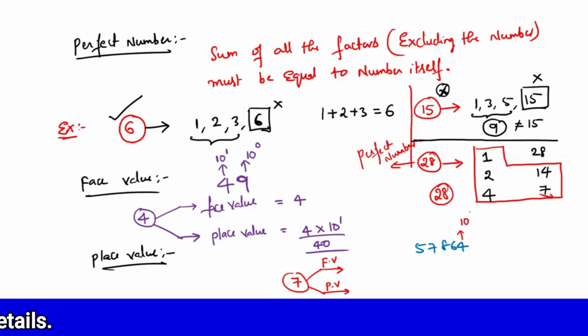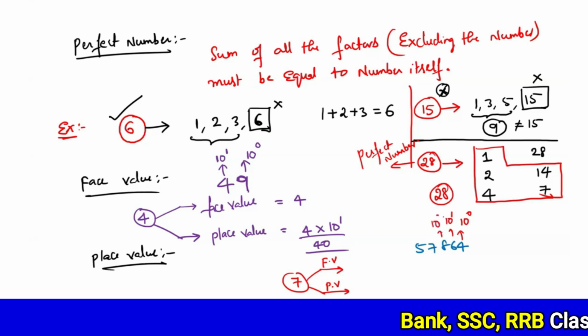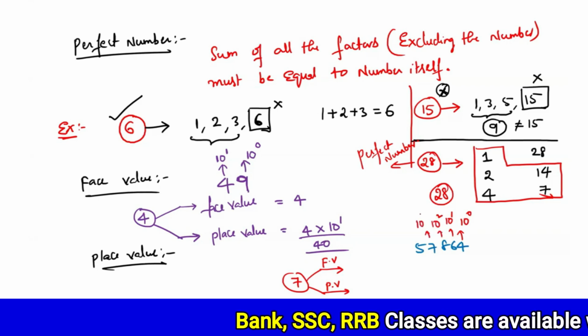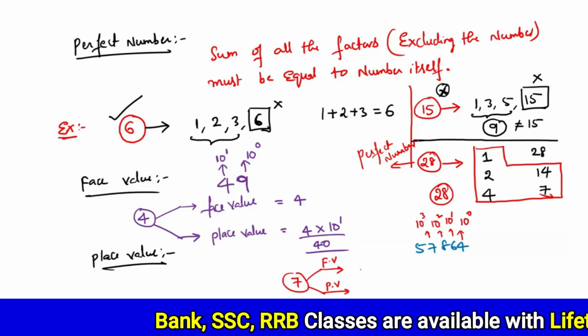It is 10 to the power of 0, the ones place. Next is 10 to the power of 1. Next is 10 to the power of 2, the hundreds place. Next, the thousands place, which is 10 to the power of 3. Now tell me, what will the face value be?